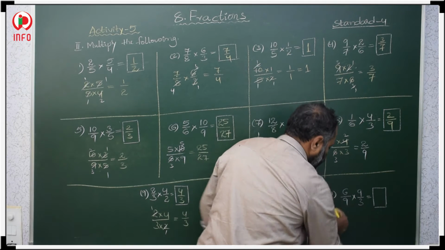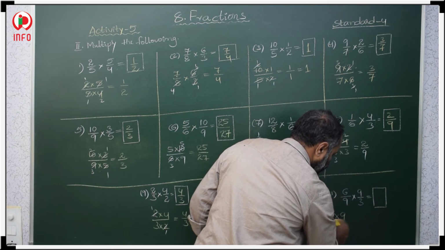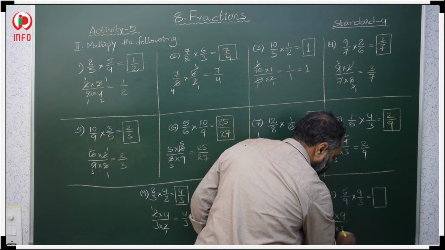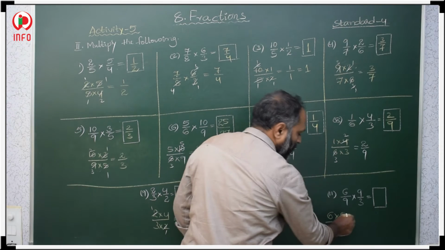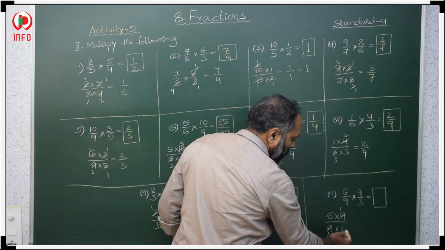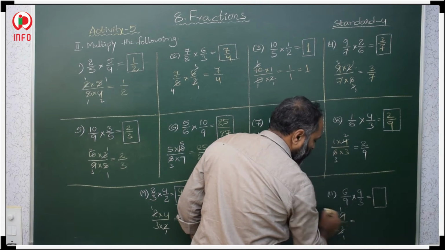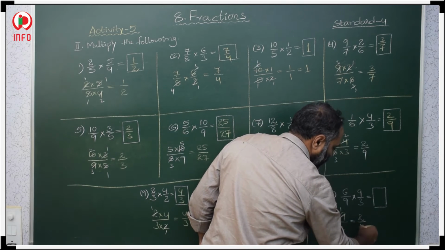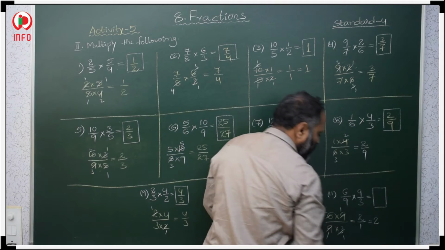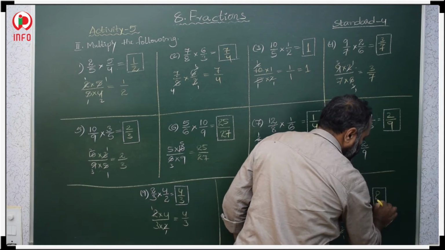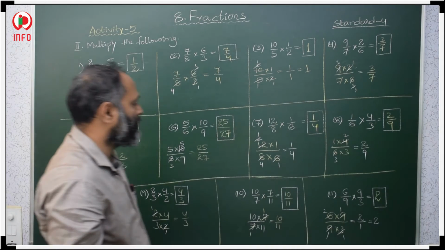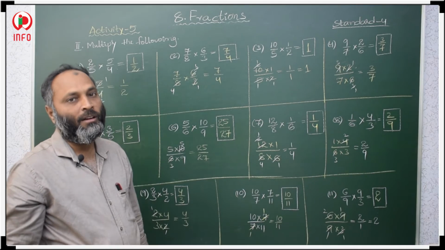Now, numerator with numerator, 6 into 9 by 9 into 3. These two have common factor 9, 9 ones are 9, 9 ones are 9. These two have common factor 3, 3 ones are 3, 3 twos are 6. What is there in the numerator? 2 ones are 2, 1 ones are 1. 2 by 1 means 2. The answer is 2.